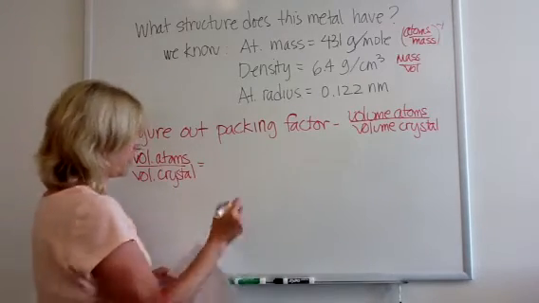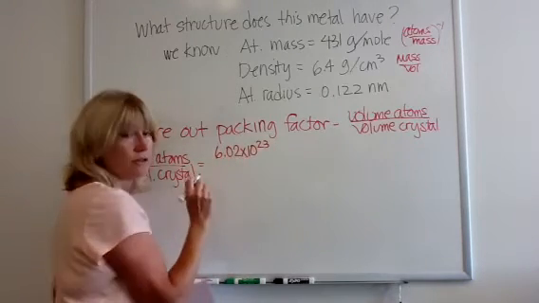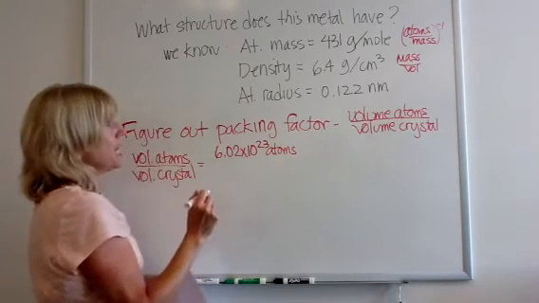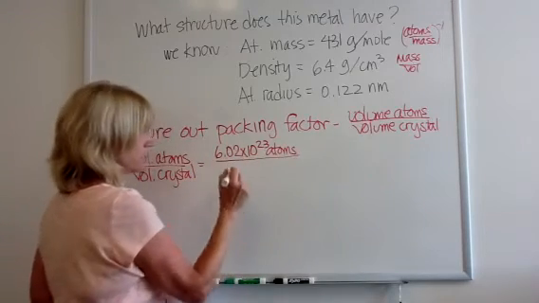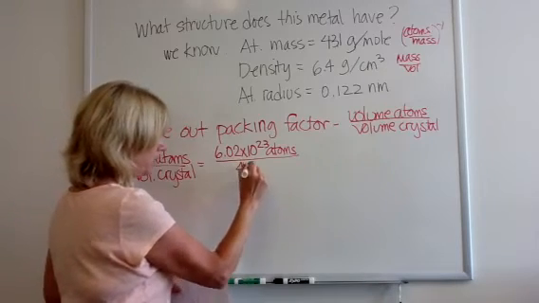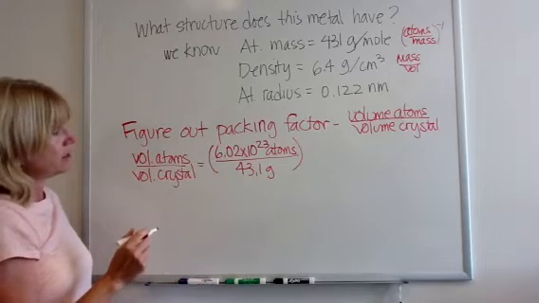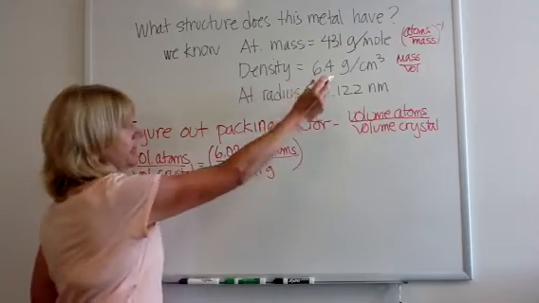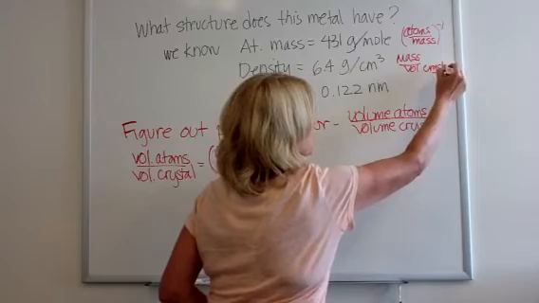So we know that there are 6.02 times 10 to the 23rd, Avogadro's number, atoms in a mole, and we know that there are 43.1 grams in a mole, so we're going to say there's 6.02 times 10 to the 23rd atoms divided by 43.1 grams. Now we can look and see where grams appears again in our data, and that's in this density, and that actually gives us the mass per volume of the crystal, which is something that we can use.